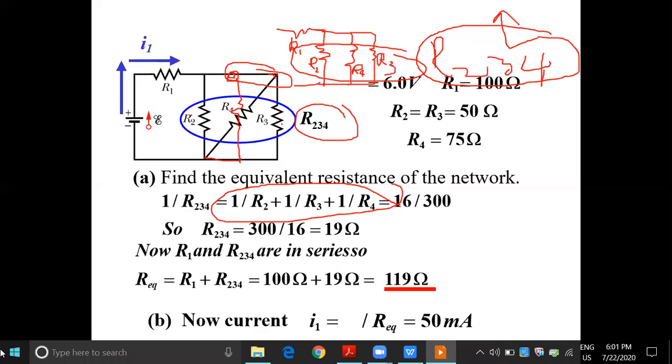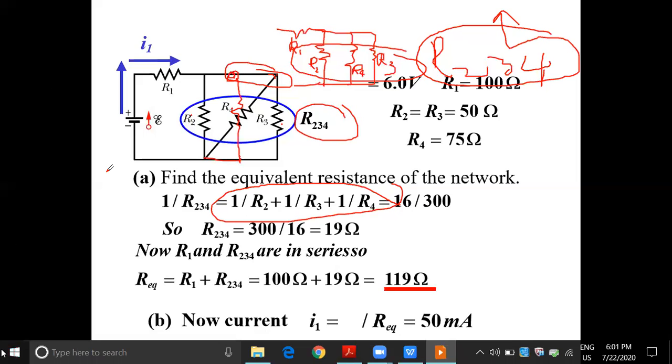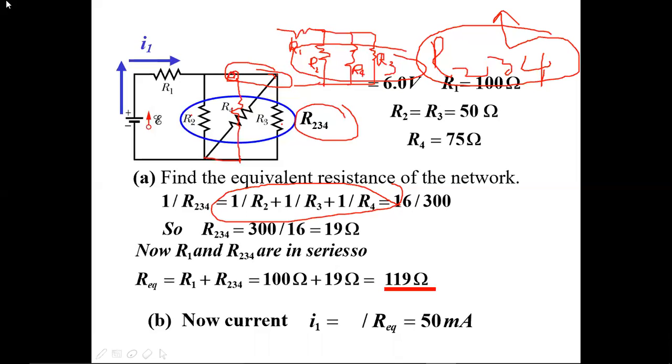R2 is nothing but 50, R3 is nothing but 50. The R2 and R3 values are both the same, right? R4 value is 75. By doing the mathematical algebra, you will get 16 by 300. When I shift the denominator into the numerator, R234 is nothing but 300 by 16. 300 by 16 is nothing but 18.75, roughly 19. Then the R234 value is about 19 ohms.